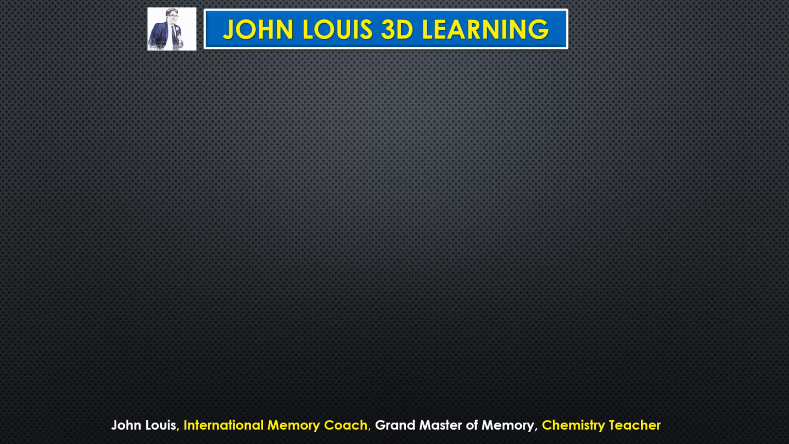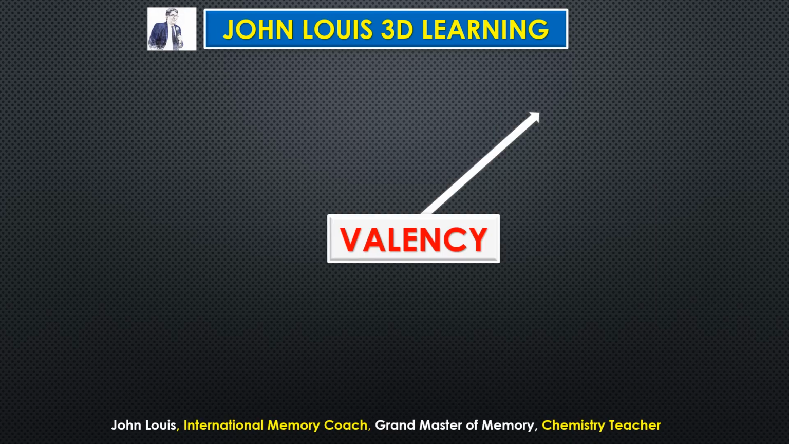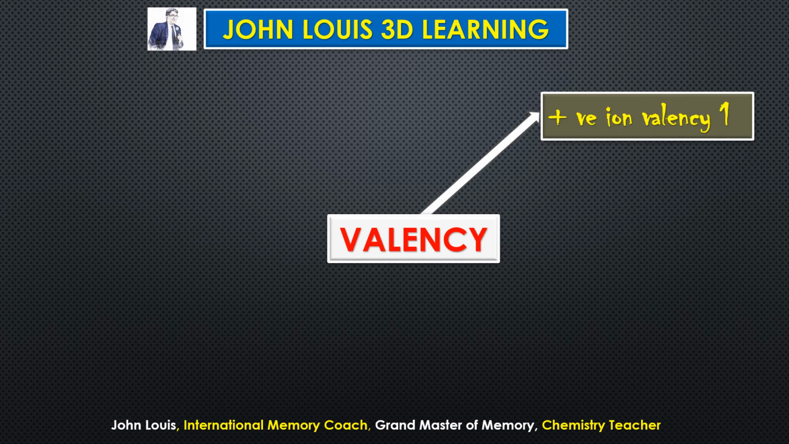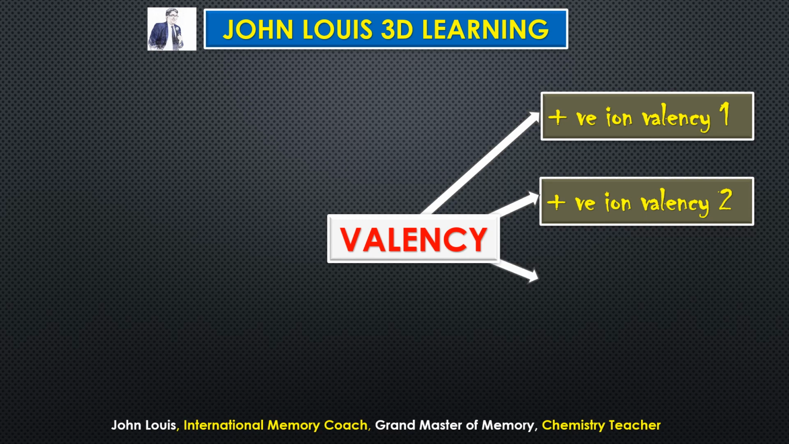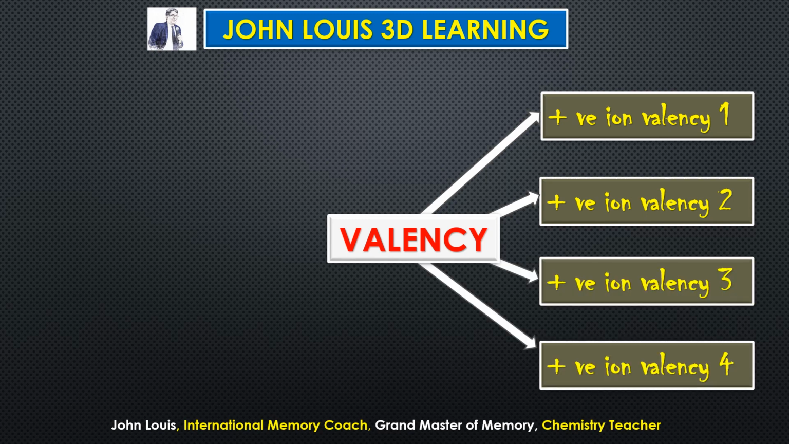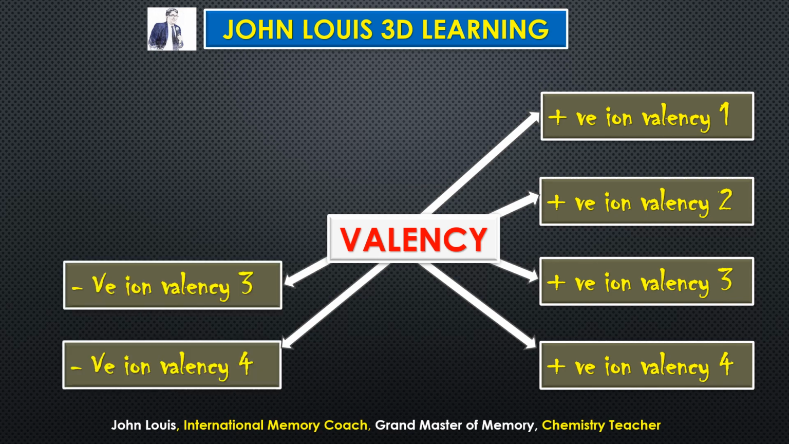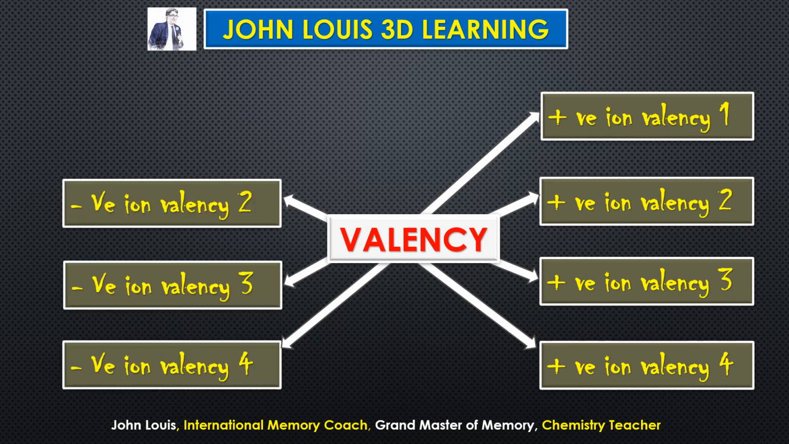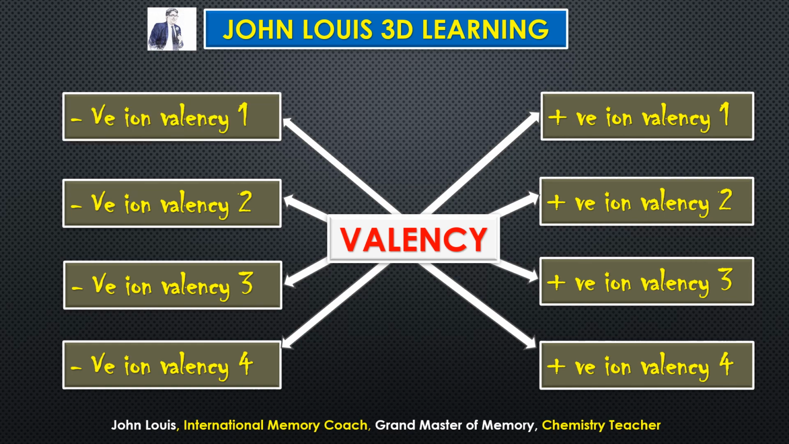Before we see ions with variable valencies, what all the things we have in our 9th standard syllabus. Positive ion valency 1, positive ions valency 2, positive ions valency 3, positive ions valency 4. This we have learnt in one of the previous videos. In the last video we have learnt negative ions. Negative ion valency 4, negative ion valency 3, negative ion valency 2 and negative ion valency 1.